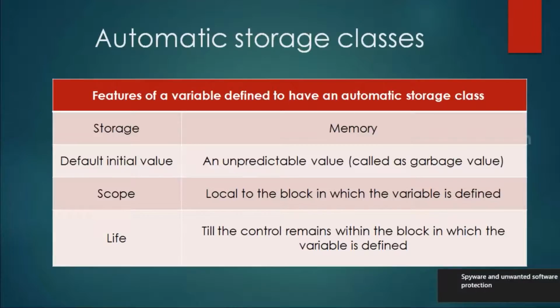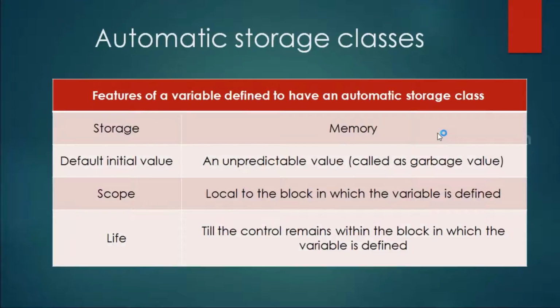Now when we talk about automatic storage class, we have storage as memory. Its initial default value is an unpredictable value, which is also called a garbage value. Scope is local to the block in which the variable is defined. Life is till the control remains within the block in which the variable is defined.